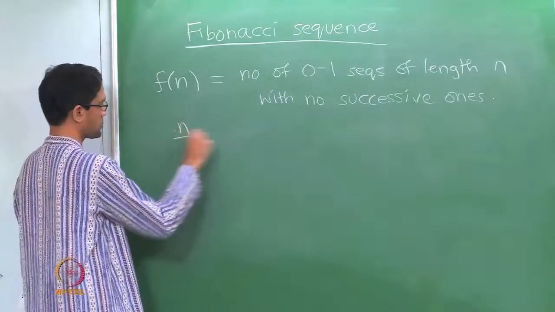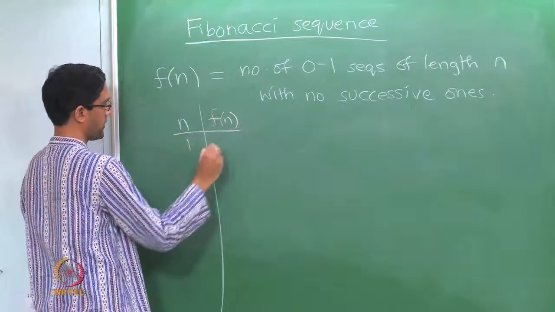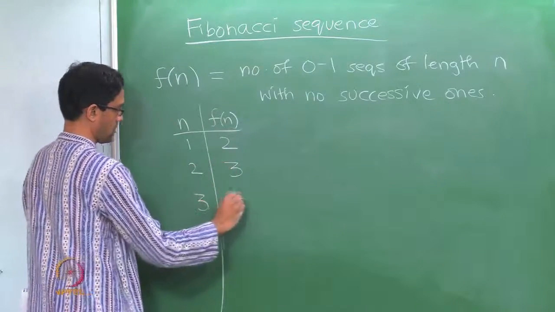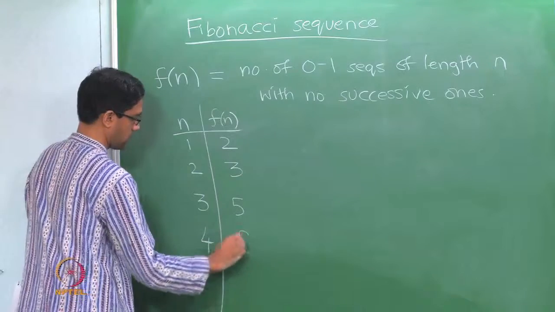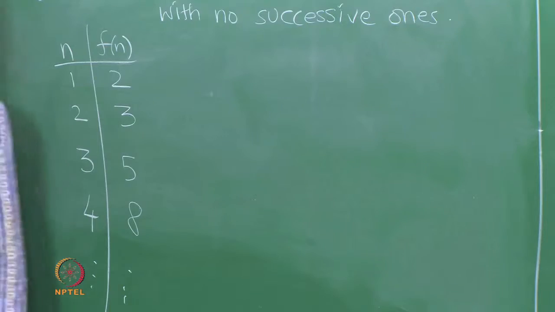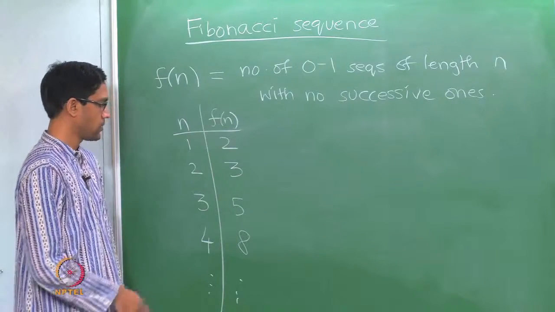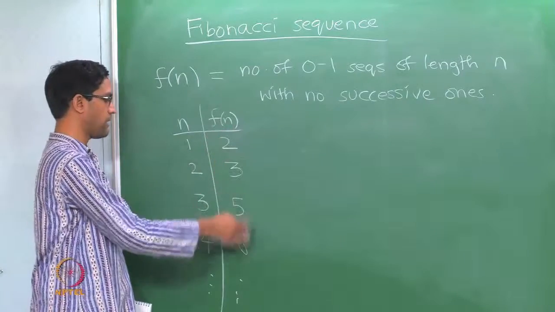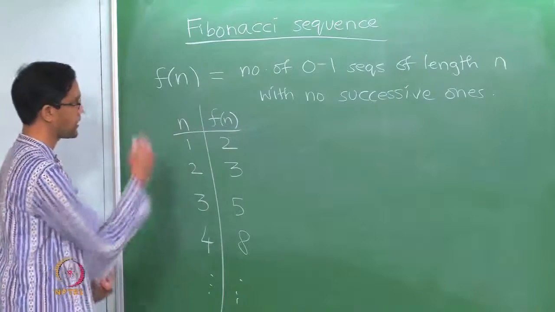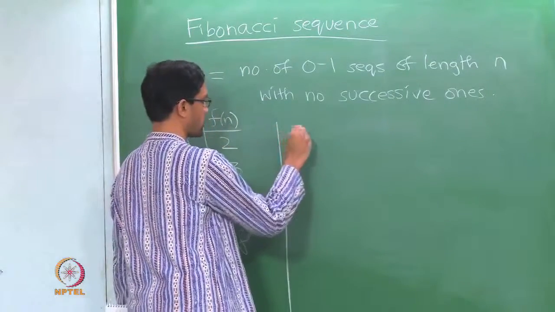So here's what we got. Here's n, and here are the various values. If n is 1, it's 2, and so on. The rule for forming the next value of f is to just take the sum of the two preceding values. The sequence 2, 3, 5, 8 and so on is almost the famous Fibonacci sequence. So we'll briefly recall what the Fibonacci sequence is.